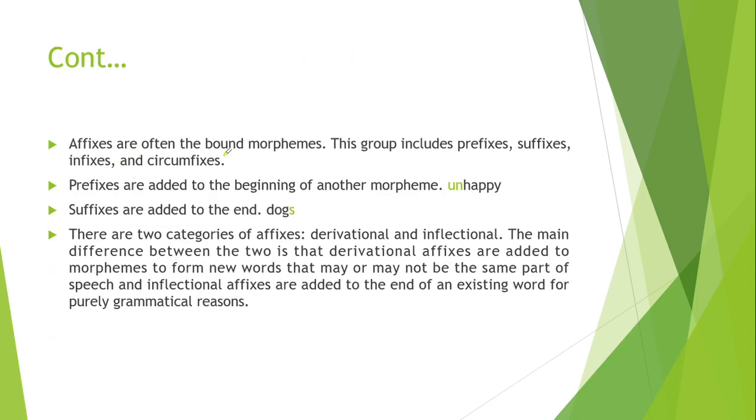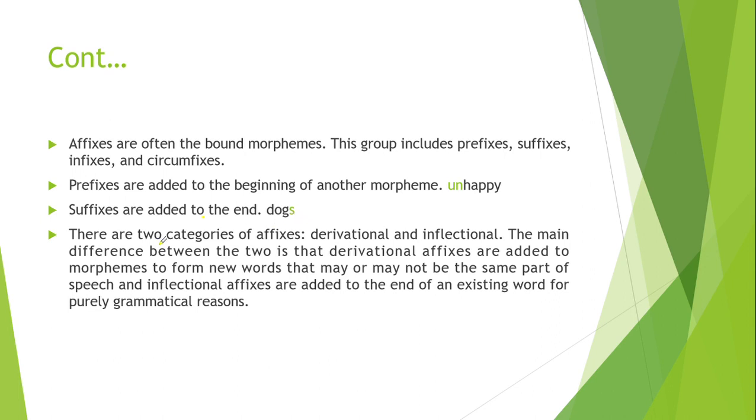Affixes are often bound morphemes, and this group includes prefixes, suffixes, infixes, and circumfixes. Prefixes are added to the beginning of another morpheme, such as happy, which is the base morpheme. We add the prefix un, so it forms two morphemes making the complete word unhappy. Suffixes are added to the end, such as the s put after dog. These two morphemes form the word dogs.